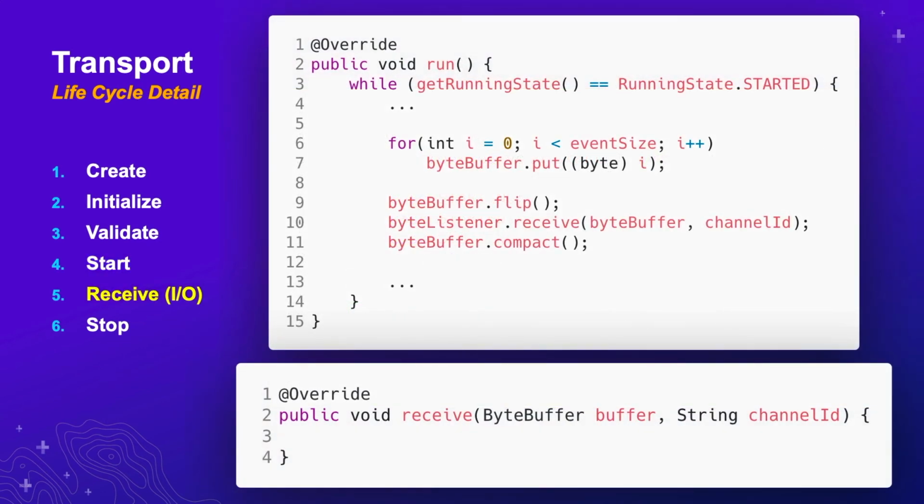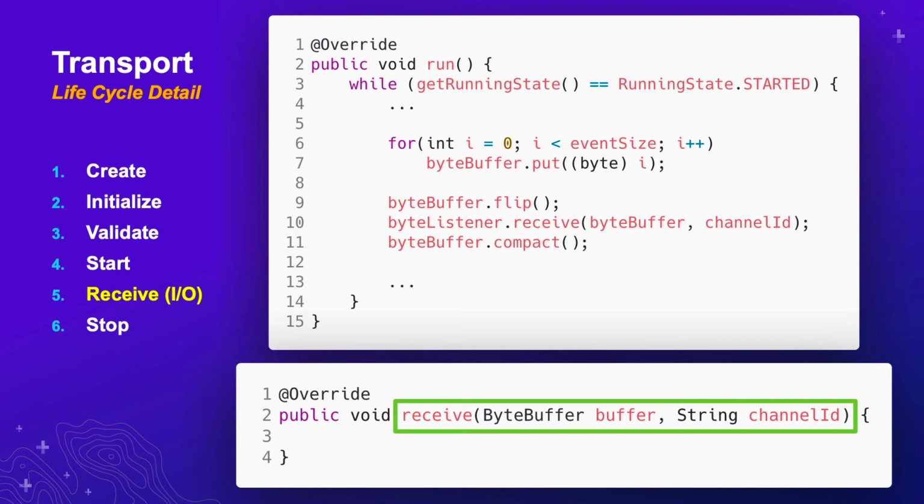The top picture here shows the receive implementation for an inbound transport. Inbound transports are responsible for sending data from connected devices to inbound adapters, and specifically the inbound adapter's byte listener. In this example, we are constructing a buffer with the data and passing that buffer to the inbound adapter through its byte listener. The bottom picture shows the receive method for an outbound transport. Outbound transports are responsible for receiving data from the outbound adapter and disseminating that data back to the connected devices. This process is all handled within the receive method.